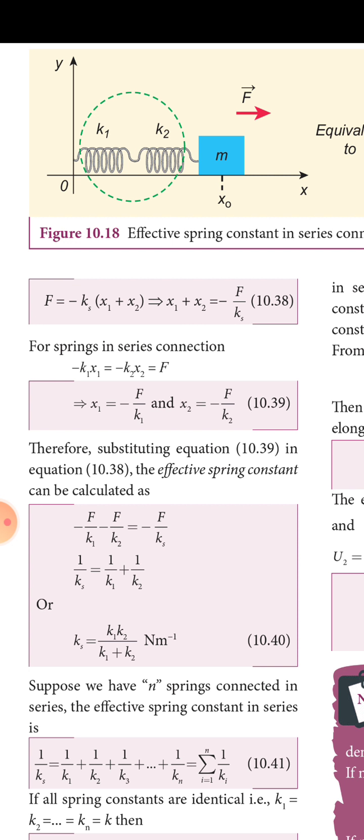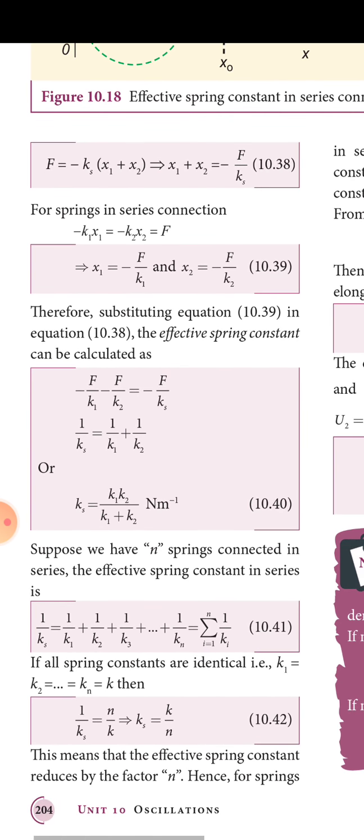The springs are in a series combination. So minus k1 x1 equals minus k2 x2 equals F. From these equations we get the values of x1 and x2 separately. Now the effective spring constant can be calculated. Minus F by k1 minus F by k2 equals minus F by ks.